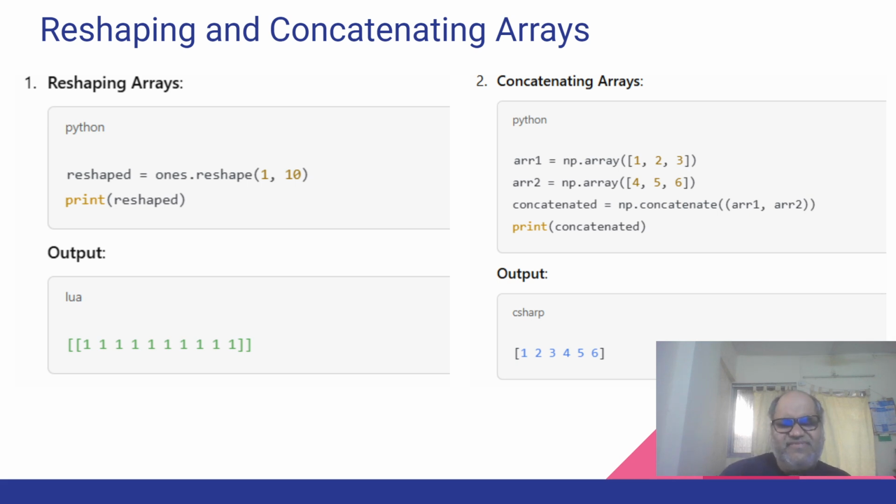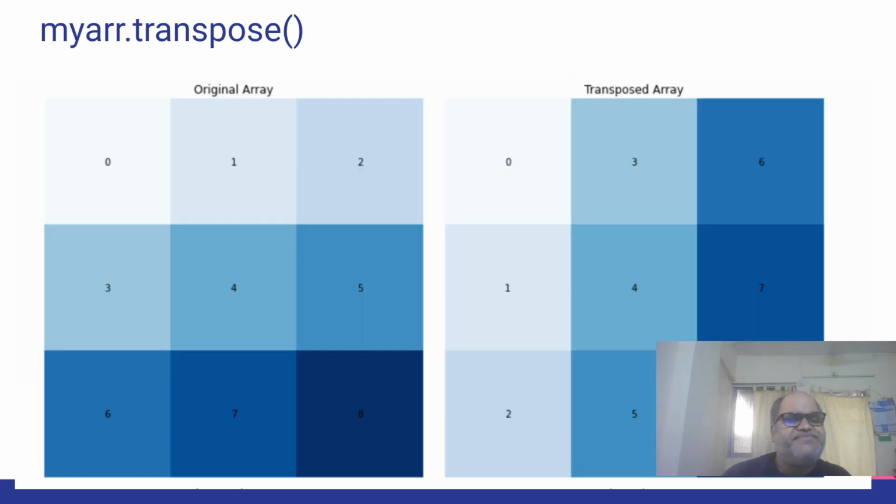Concatenation: you simply call np.concatenate, and it will concatenate by default row wise. So 1 2 3, and here we are getting, by default, row wise, 4 5 6. If you wanted it column wise, then you could give np.concatenate array1 array2, and then fix the axis to 1 rather than 0.